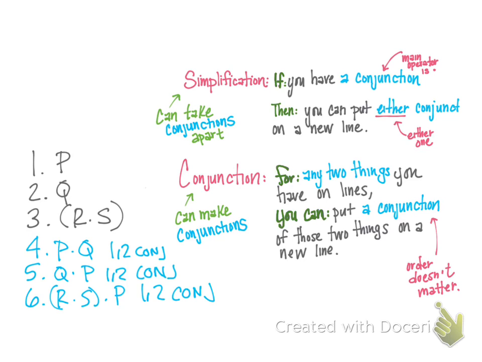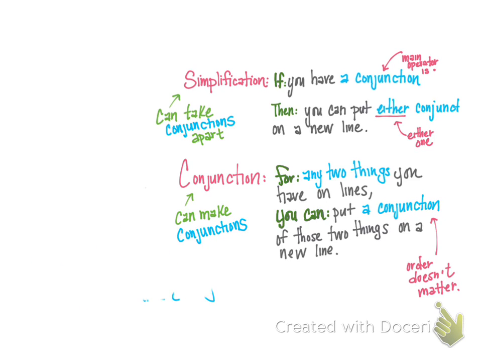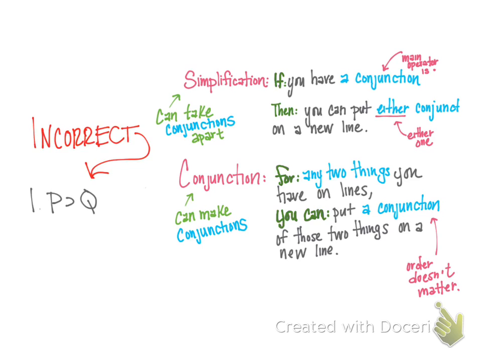I find that most students don't really have trouble with these two rules so long as you understand that it only applies to conjunctions. So the number one error is to try to simplify things that are not conjunctions. So if you have a conditional, you cannot derive the antecedent using the simplification rule. You also cannot derive the consequent using the simplification rule.